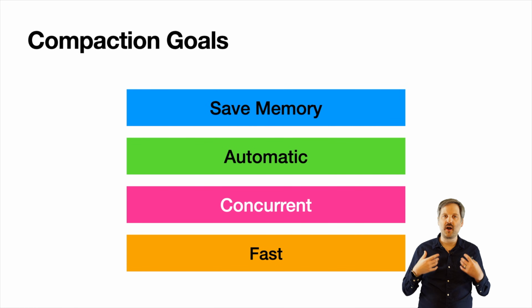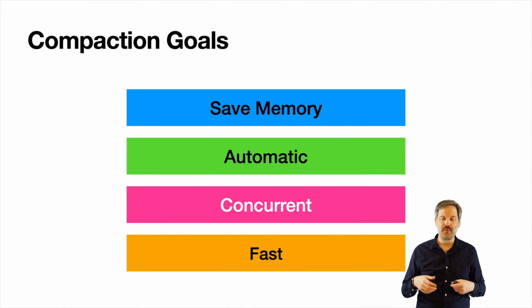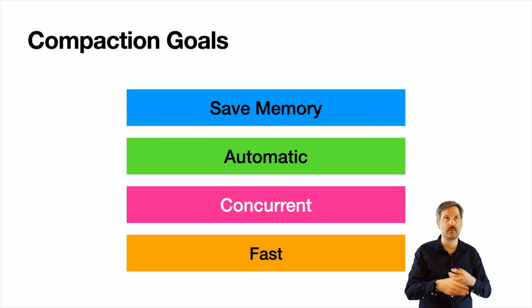So I want to talk about my personal goals for compaction. I want compaction to save memory. So overall, this should save memory in your application. That seems like a pretty important goal. I also want it to be automatic, so you shouldn't need to run GC compaction yourself, or developers shouldn't need to know about it. It should just occur automatically. Another goal is that it should be concurrent, meaning that it can happen at the same time as other processes. So let's say your program can run and then we can do some compaction at the same time. And also it should be fast.